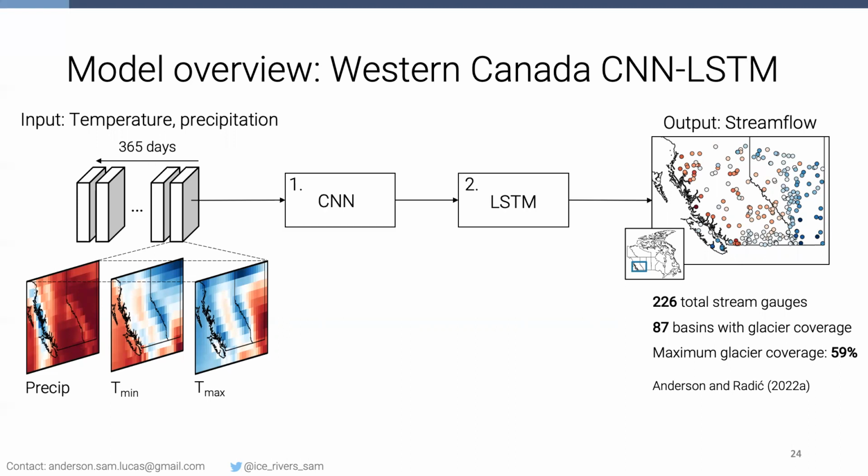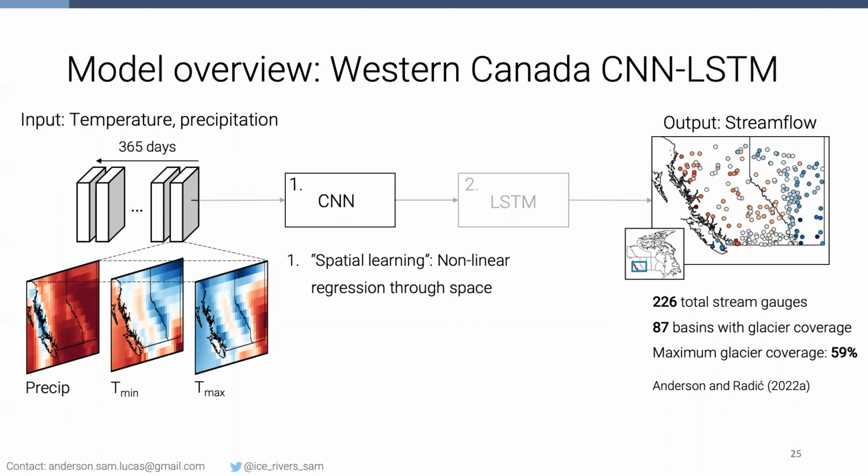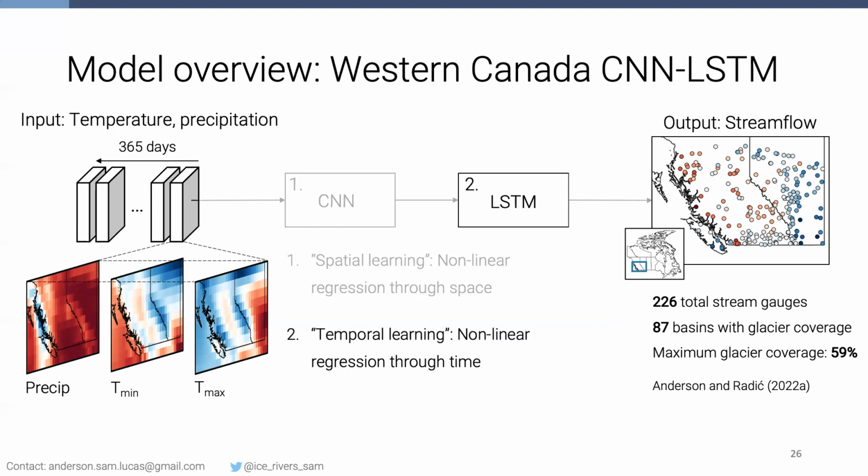Then the deep learning model itself has two different components. First is what's called a CNN, or convolutional neural network, and secondly, a component called an LSTM, or long short-term memory network. The CNN contains the spatial learning of the model. You can think of it as nonlinear regression through space. Then on the other hand, the LSTM contains the temporal learning of the model. You can think of it as nonlinear regression through time.